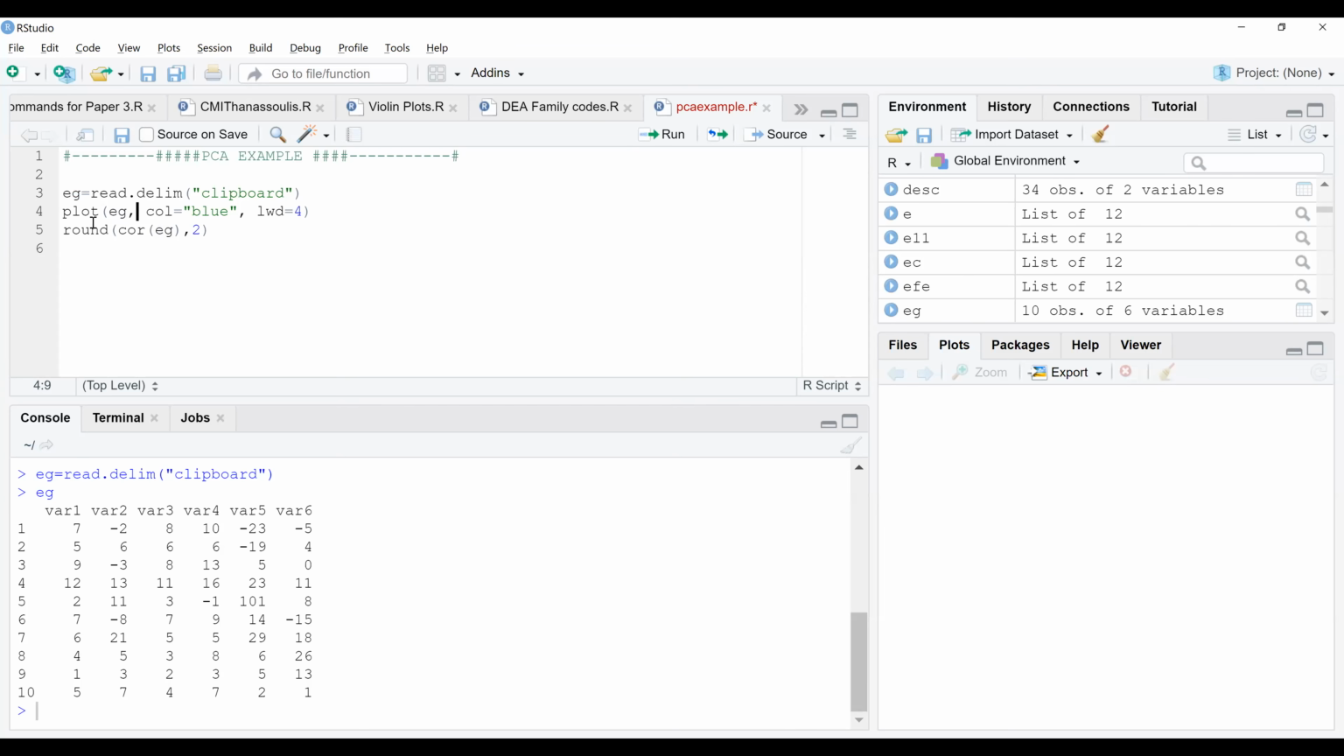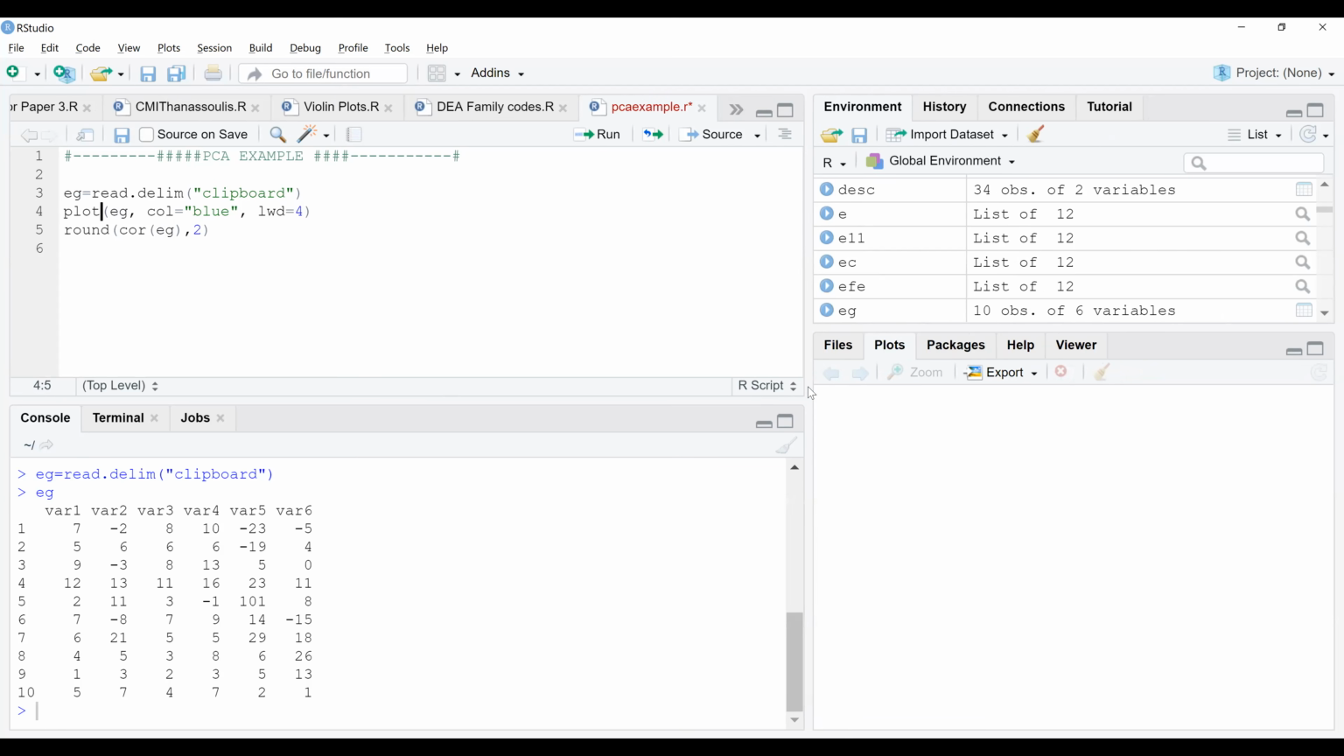By using the command plot EG, the color of the scatter plot must be blue, and then the line width must be 4. That is how it's supposed to be. So let's do a scatter plot of the data, and you expect the results to show on the right side here.